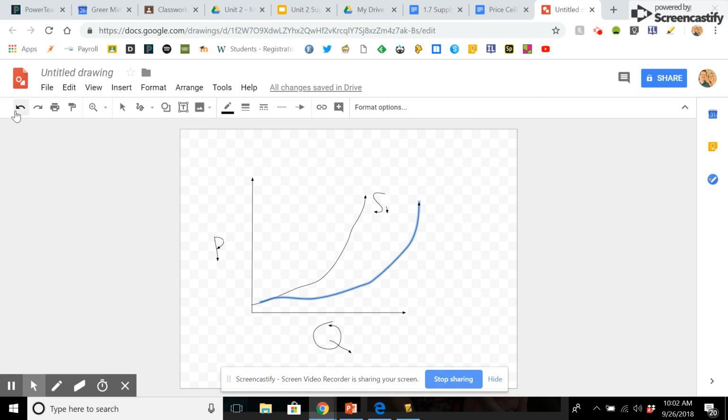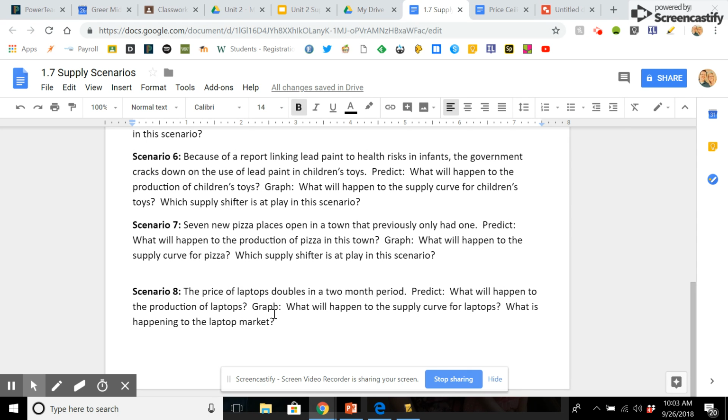Okay, so what's happening to the laptop market? Well, here's your supply line for computers. Here's your price. The price has gone up. So this means that previously, maybe they only supplied this much. Now they're supplying this much, right? Because this is at a higher price. So you can indicate this with just an upward arrow and a movement from a P1 to a P2, a movement along the curve with an upward price. Okay? Thanks so much.